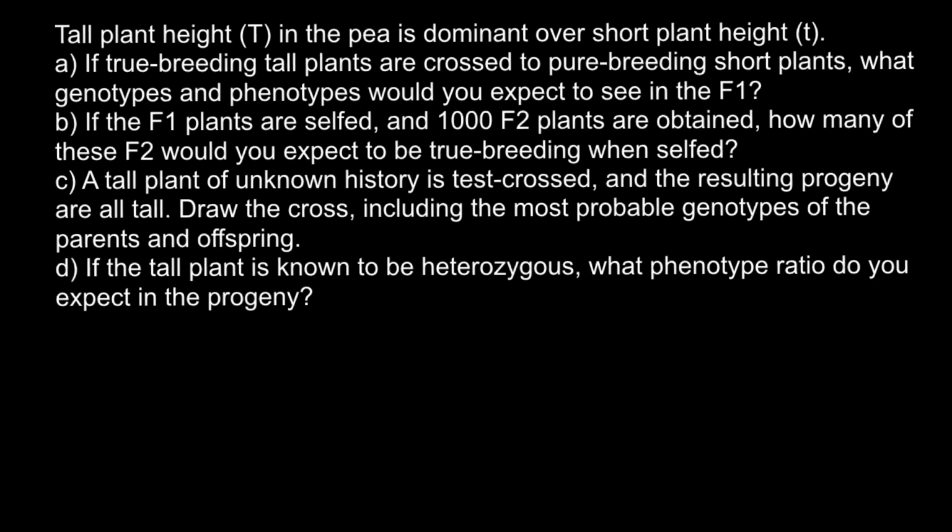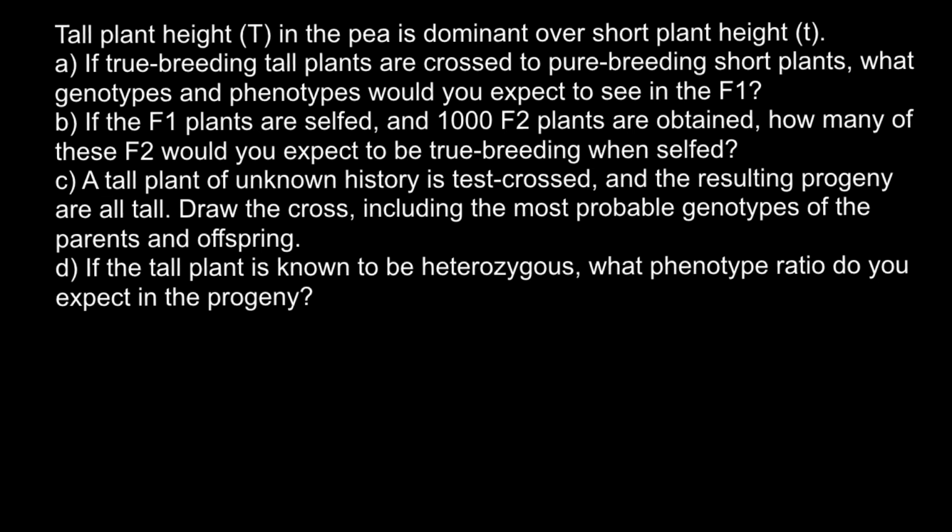Here is a problem: tall plant height, which is dominant, capital allele T, is dominant over short plant height, small t. Question A: if true breeding tall plants are crossed to pure breeding short plants, what genotypes and phenotypes would you expect to see in the F1 generation?